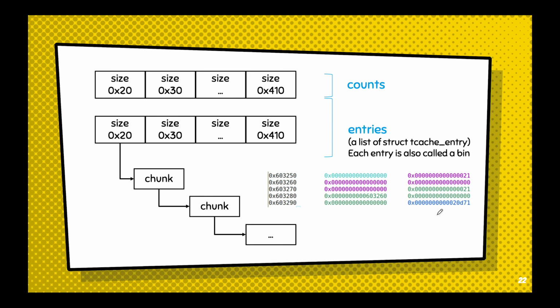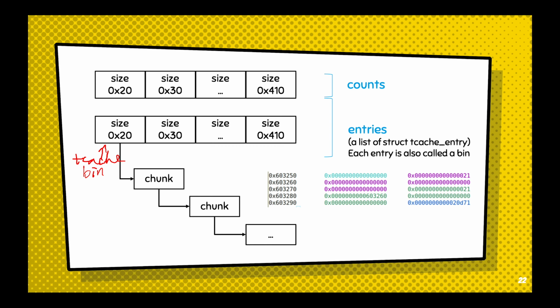Recall that in the last video, we learned about Tcache data structure in heap. Tcache is composed of two parts, counts and entries. Each Tcache entry is also called a Tcache bin. In Tcache, chunks with the same size will be stored together in one Tcache bin. And those chunks are stored as a list. In this list, the head of it will be stored in Tcache entry, which is Tcache bin.